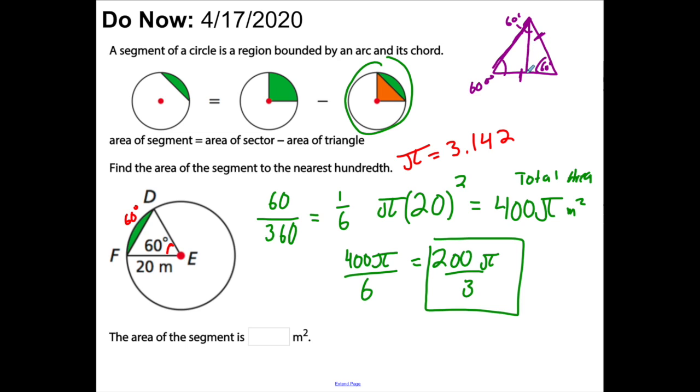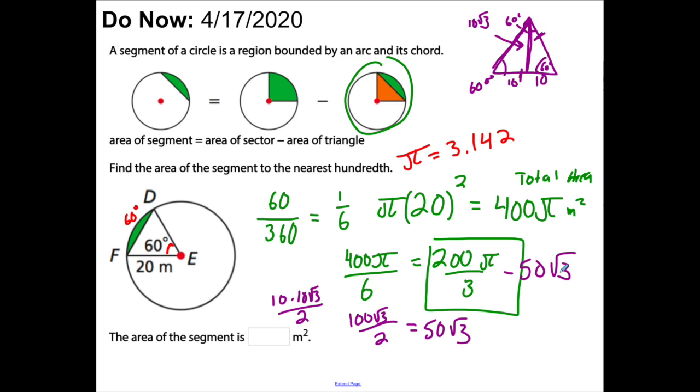With an equilateral triangle, if I draw this line down the center, cutting this in half, I get a 30, 60, 90 triangle. So these cut in half and become 10. By the rules of 30, 60, 90, this becomes 10 root 3. So the area of the triangle is base times height over 2. That's 100 root 3 over 2, which is 50 root 3. So I want to take this and subtract 50 root 3.